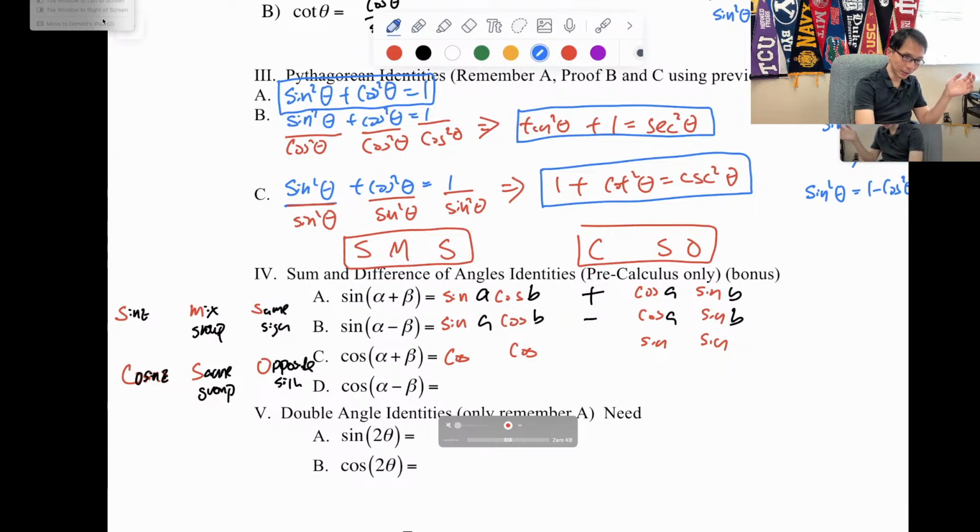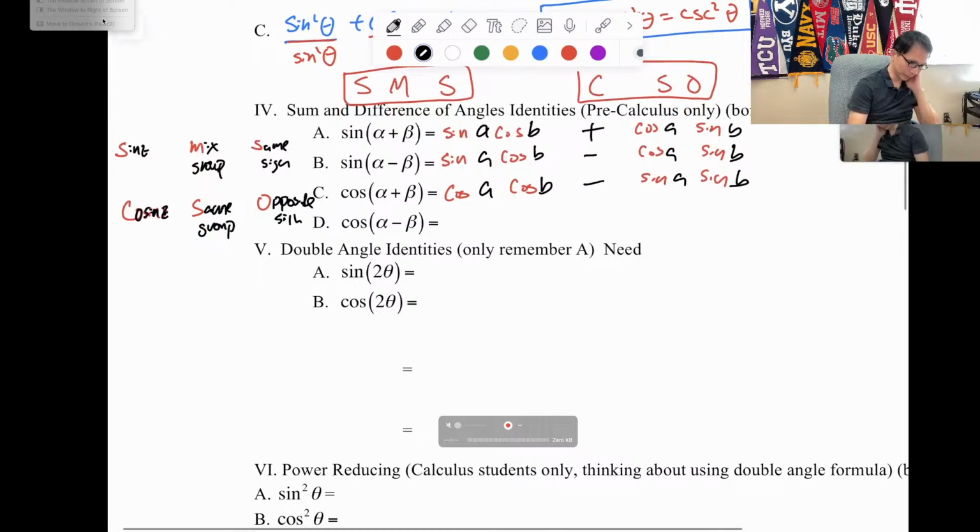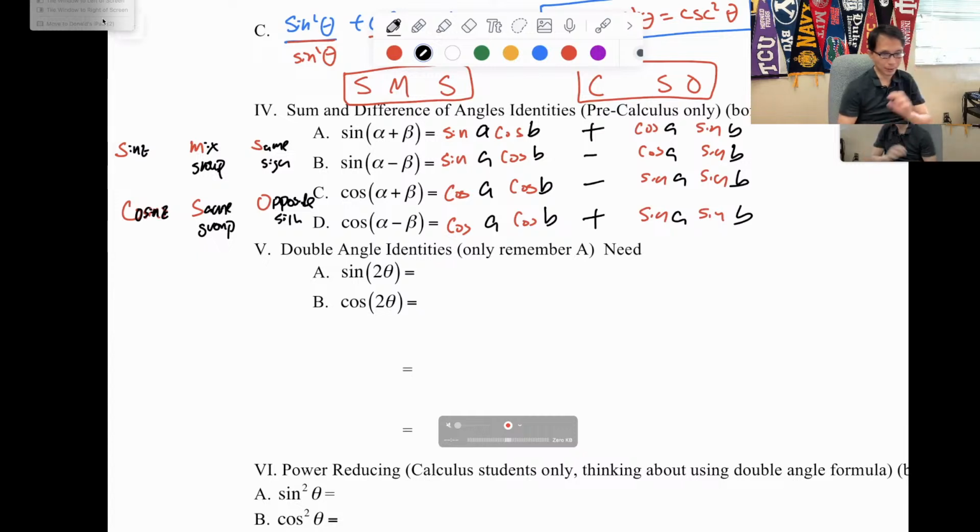And this is A, B, A, B. I always do A, B, A, B. Now this is going to be opposite sign because it starts with a plus sign, so it's going to be negative sign. Cosine of A minus B. I'm going to write down cosine, cosine, sine, sine again. And I write down A, B, and this is plus. And that's it, I'm done. Sum and difference stuff. Fairly easy.